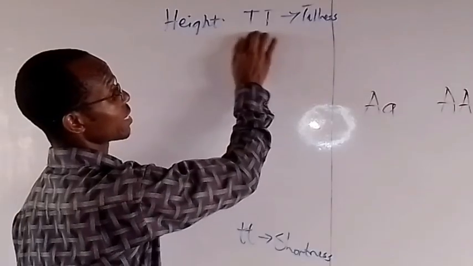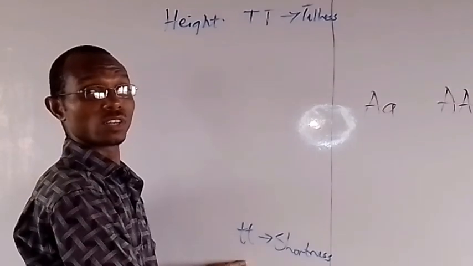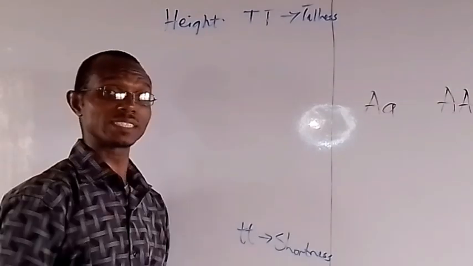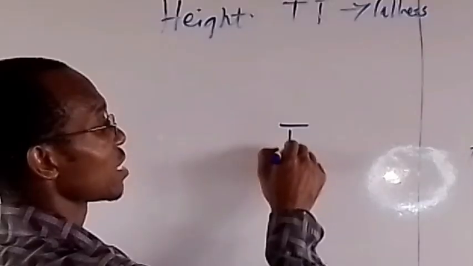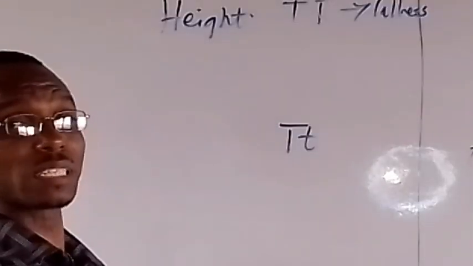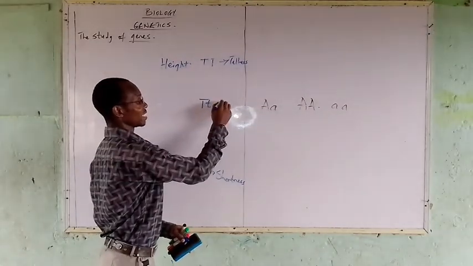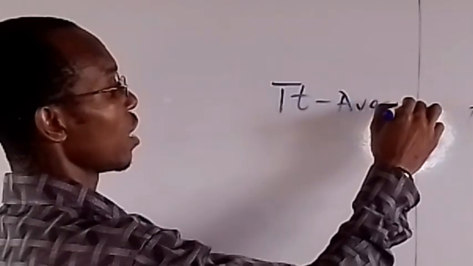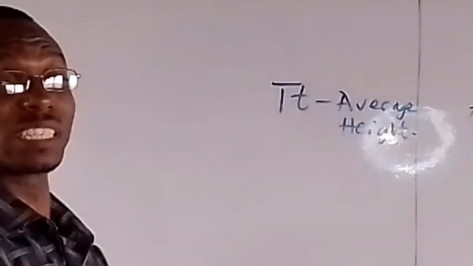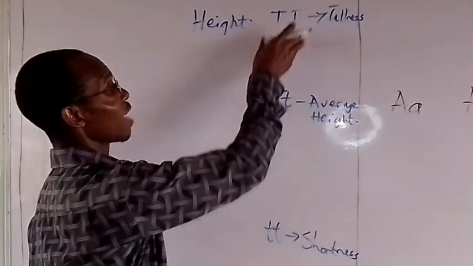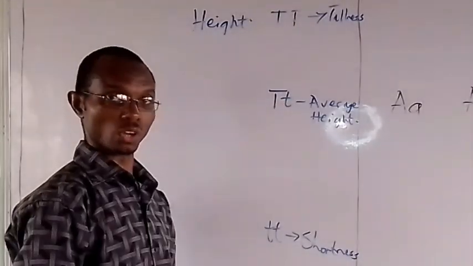So the capital T is representing tallness, while the small t, or the lower case of t, is representing shortness. And that means that in the middle there is a possibility of something that looks like this, where we have tallness and shortness, and that is of the average height. The person is not too tall, nor is that organism too short. So we have tallness, we have average height or medium height, and then shortness.